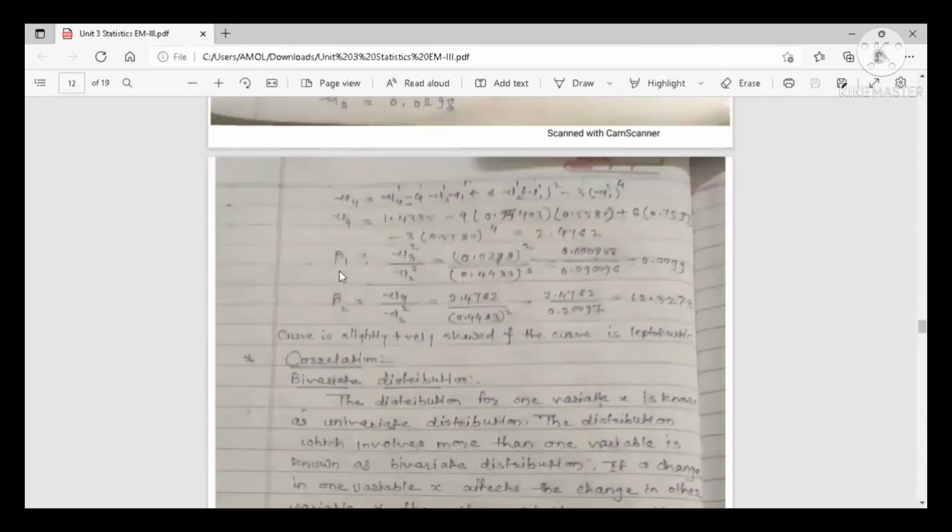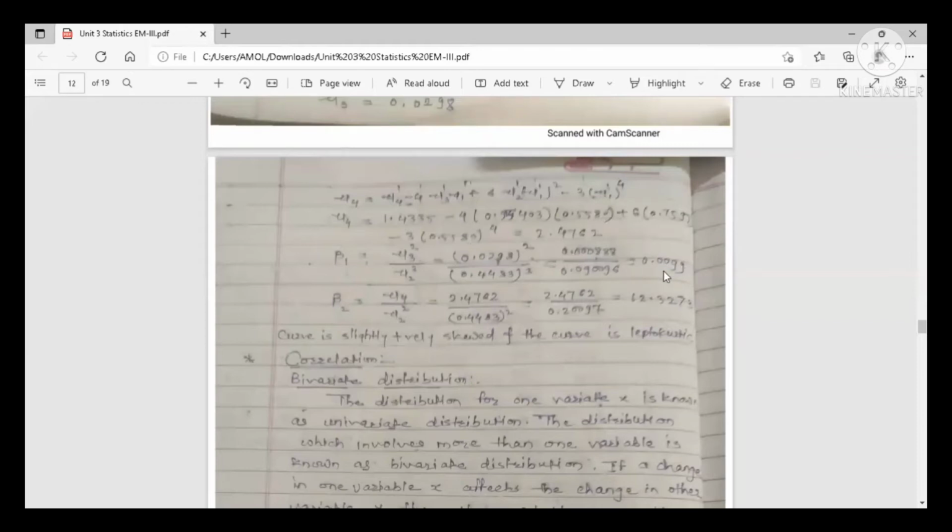Beta 1 is the coefficient of skewness. Its formula is mu3 square upon mu2 cube. You put here the values of mu3 and mu2. These are the central moments, third and fourth central moments. Put here the values, simplify it, and beta 1 is 0.0099.